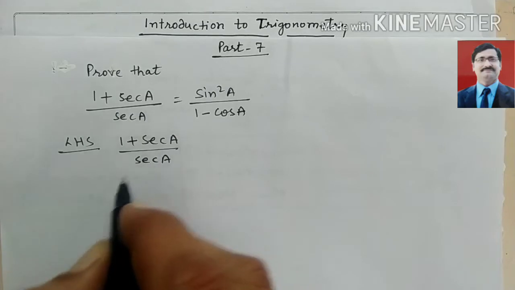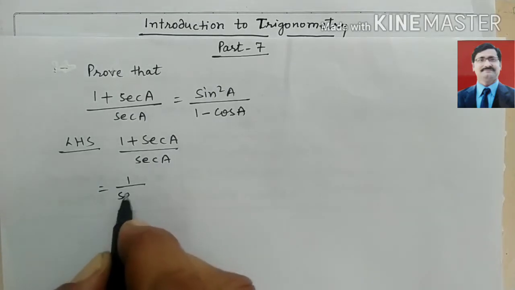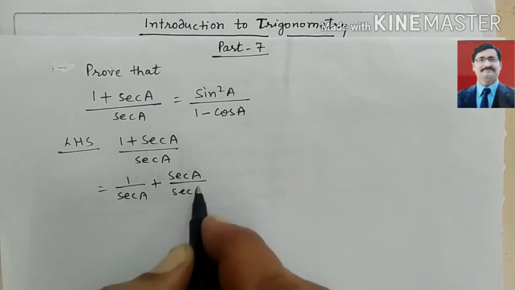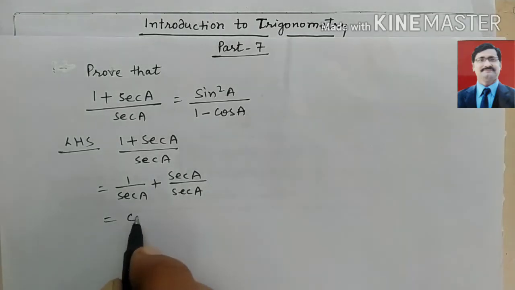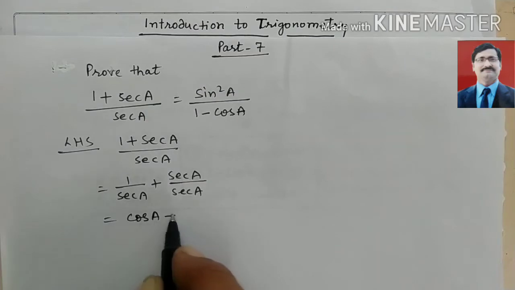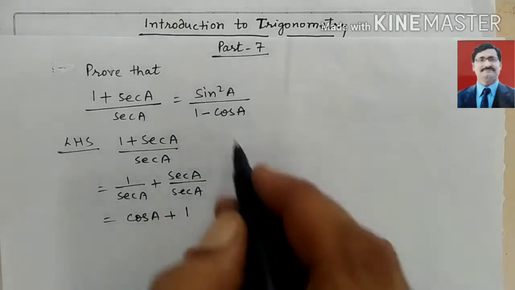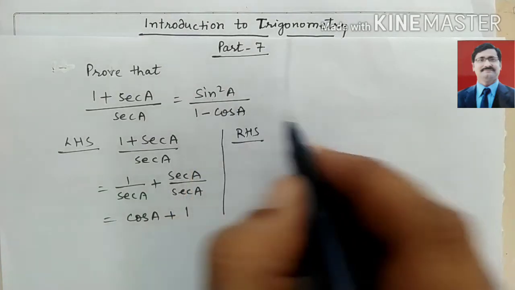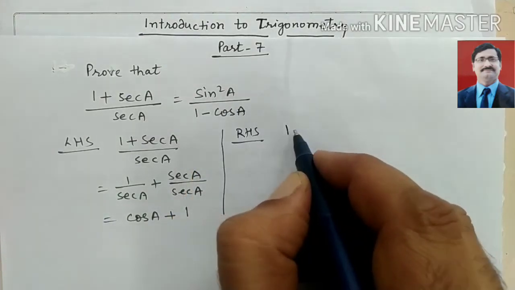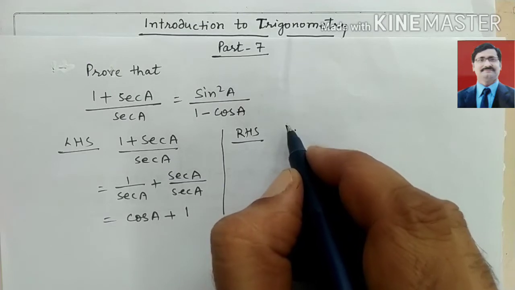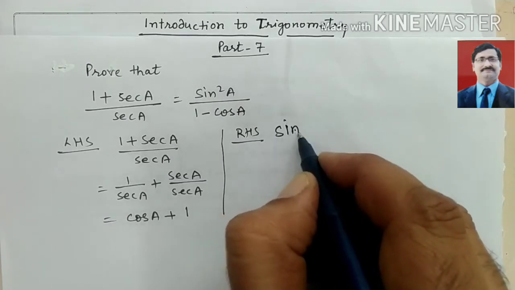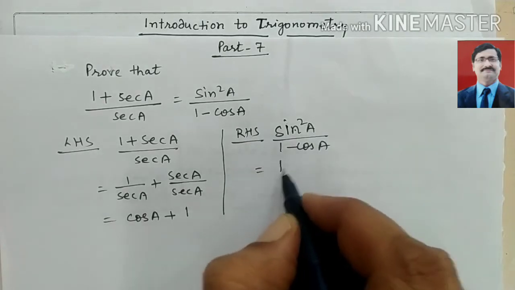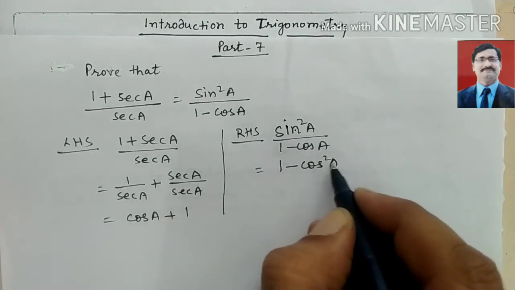This you can separate: 1/sec a + sec a/sec a. So what do we get? 1/sec a we can write as cos a, and sec a/sec a is 1. Similarly, you can do the right hand side. Sin² a upon 1 − cos a. Sin² a we can write as 1 − cos² a.